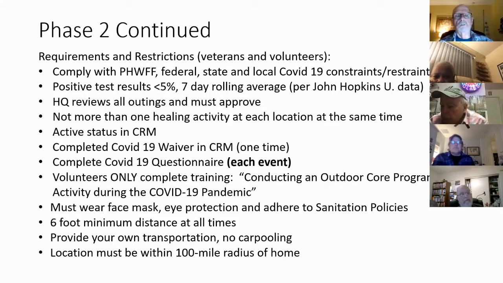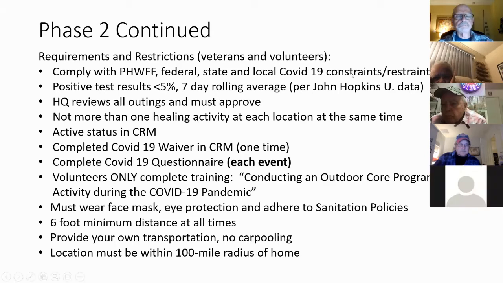The volunteers only have to complete some training called conducting an outdoor core program activity during the COVID-19 pandemic. Takes about 30 minutes, and then there's a quiz at the end that you have to pass. Okay. It's pretty straightforward stuff, but it needs to be done.